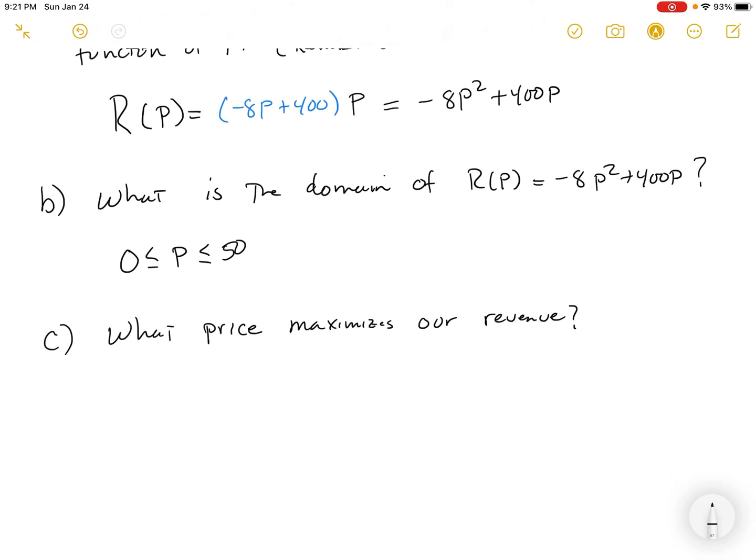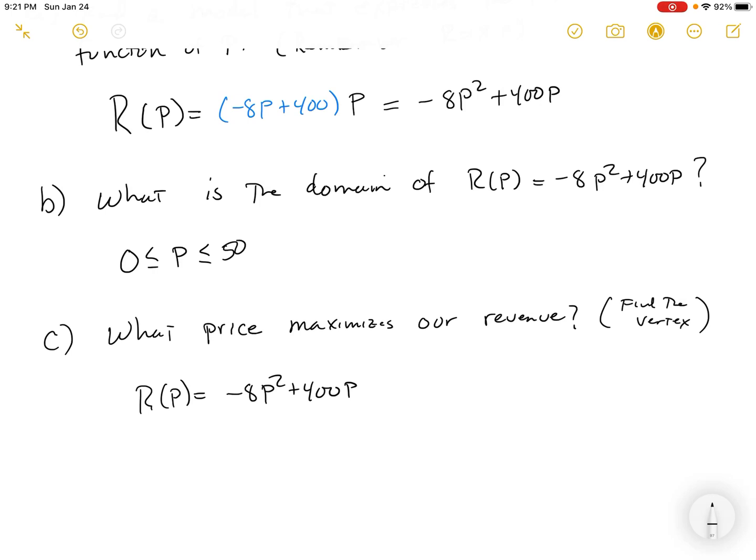So all we have to do, what's this equivalently? Find the vertex. If that's the equivalent question, right? Think about your work in the previous section. You were trying to find the maximum value. Well, what were you finding? The vertex. So you know what to do. We need to take r of p, which is equal to negative 8p squared plus 400p, and go ahead and complete that square. No problem.